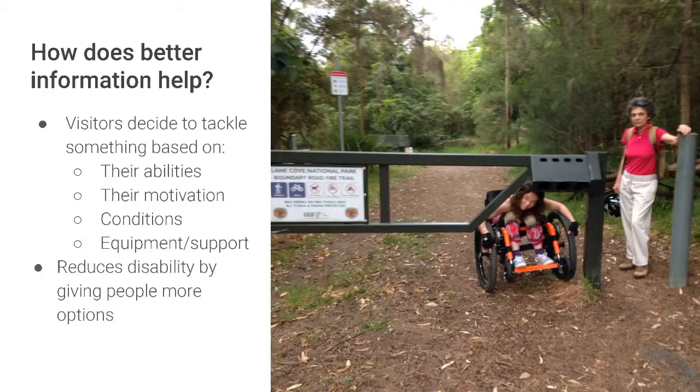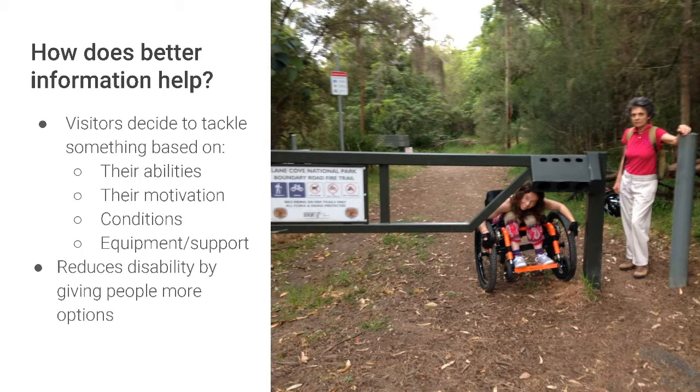With Naturally Accessible, one of the bits of information we can provide is the height of barriers, the width of barriers, the gaps, that sort of stuff. And so people can say, well, I can fit through that. Whereas the standard says it has to be 1.2 metres wide, a lot of people's chairs are narrower than that. So if we say the width is 1 metre and they can measure up the width of their chair and say, well, my chair fits, I can make that work.